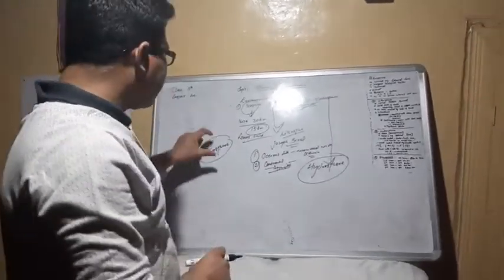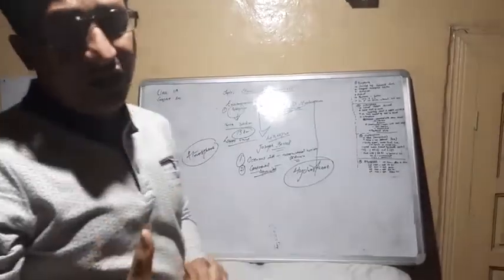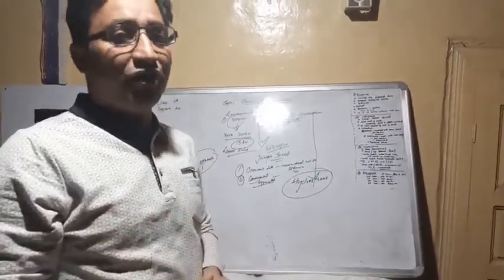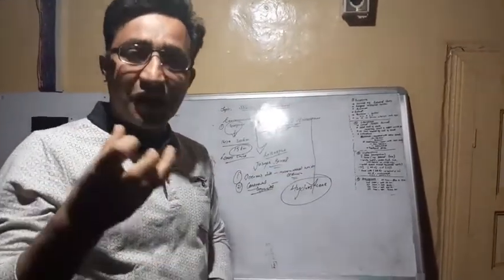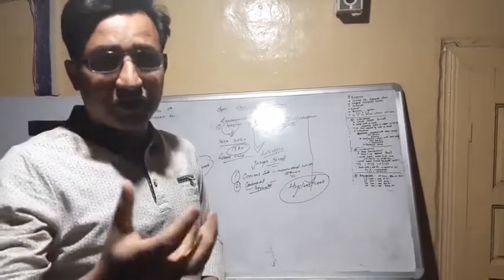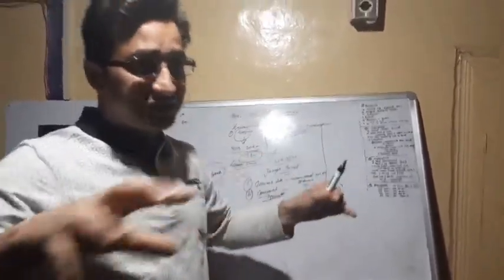As far as this atmosphere is concerned, it is this atmosphere which has made life possible on the surface of the earth. This atmosphere has a definite structure and a definite composition. As far as composition is concerned, it is made up of many gases.